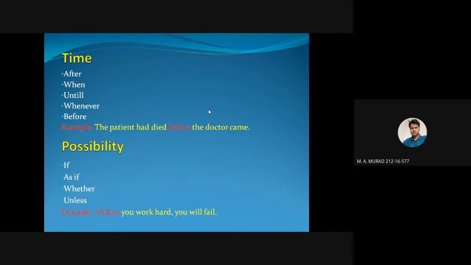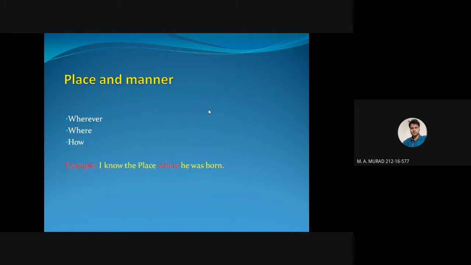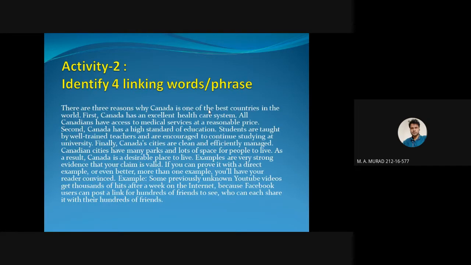What does possibility mean? Possibility means interdependence of clauses. In this case we should use if, as if, whether, unless, etc. And the last, sometimes we need to introduce place as a linking word, so we should use wherever, where, how. Here is an example: I know the place where he was born. And finally there is an activity. There is a paragraph of about 150 words, and students should find four linking words or phrases in this paragraph.